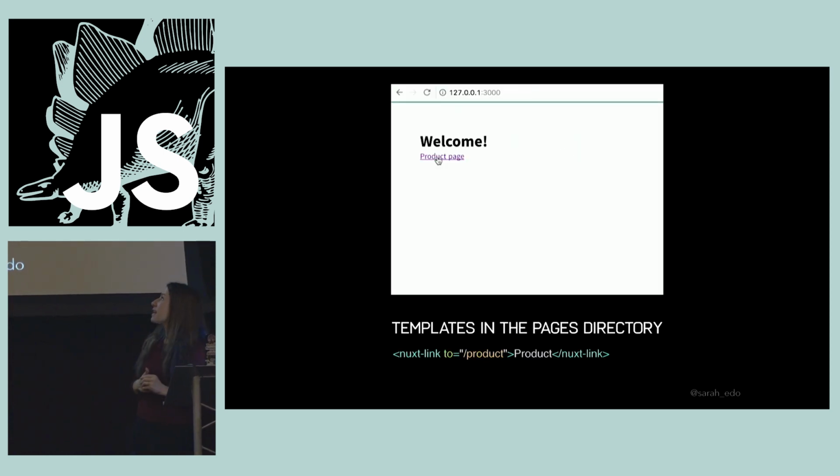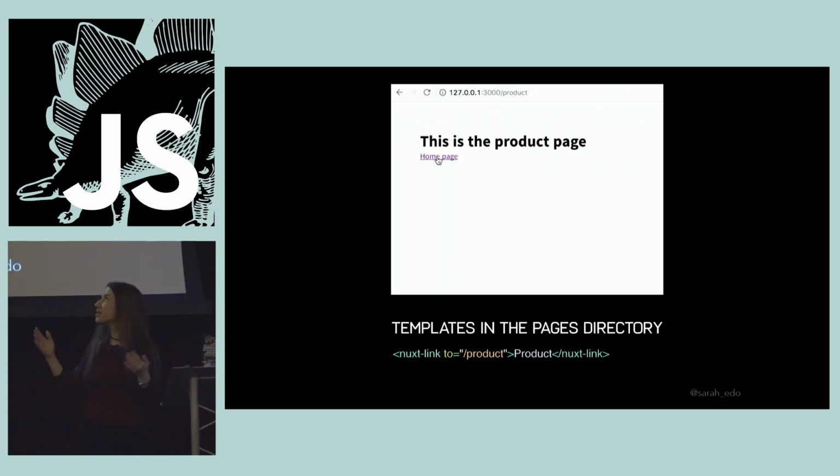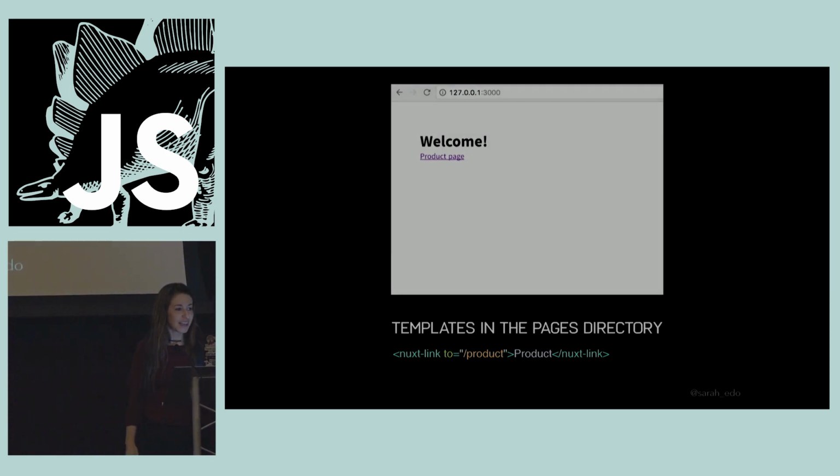So you'll be given an index page in the pages directory, and if you set up a mirror one with links that point to each other, you can see you already have a fully routed application. This is like one terminal command and then creating a file, and that's it. So that's super cool. But there's something more.